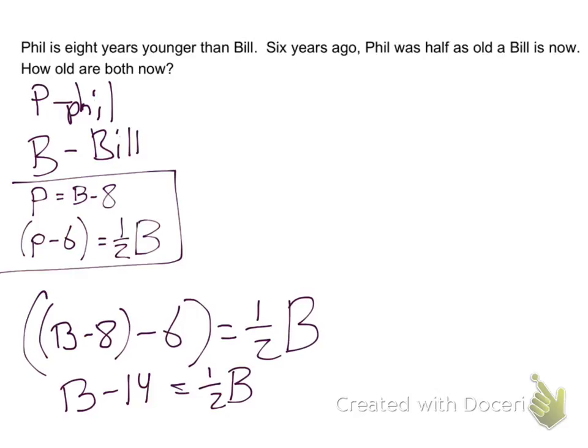Now what do I do? Add 14? Okay. If I add 14, that just brings the 14 to the other side, but it becomes positive at least. What else can I do then? How about get the B's all together?